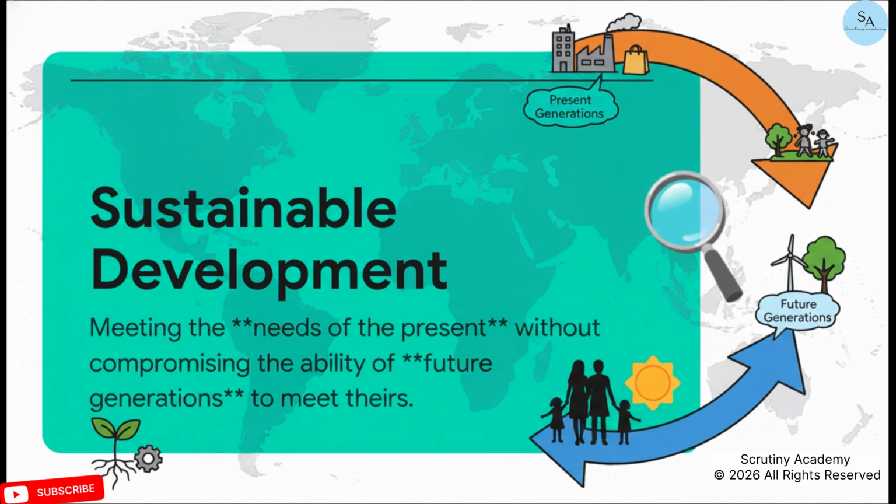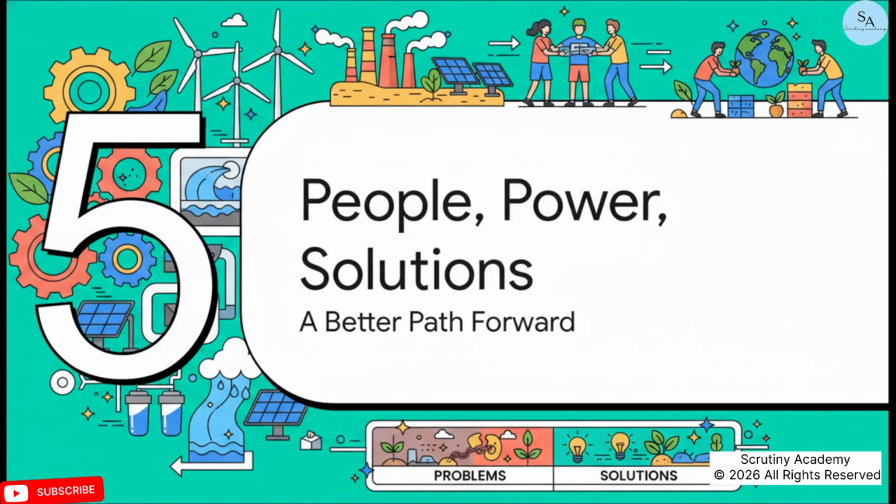It's all about balance, isn't it? It's about meeting our needs today, but doing it in a way that doesn't mess things up for the people who come after us, for future generations. So, we've laid out the problem, and now we have the definition of the solution. So the next logical question is, how do we actually do it? Well, the textbook gives us some really powerful examples of what sustainable action looks like in the real world.